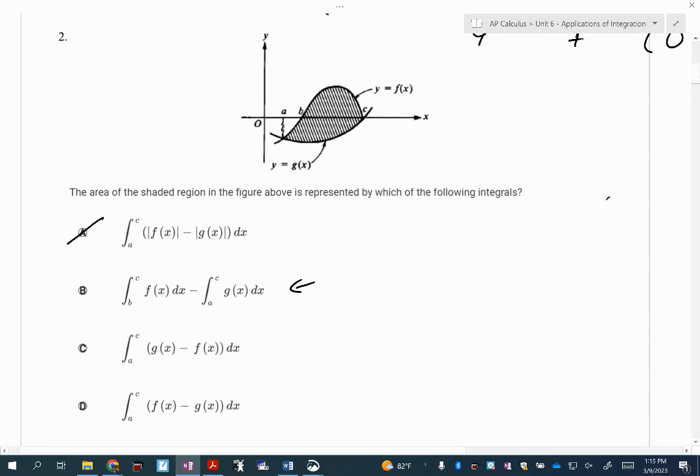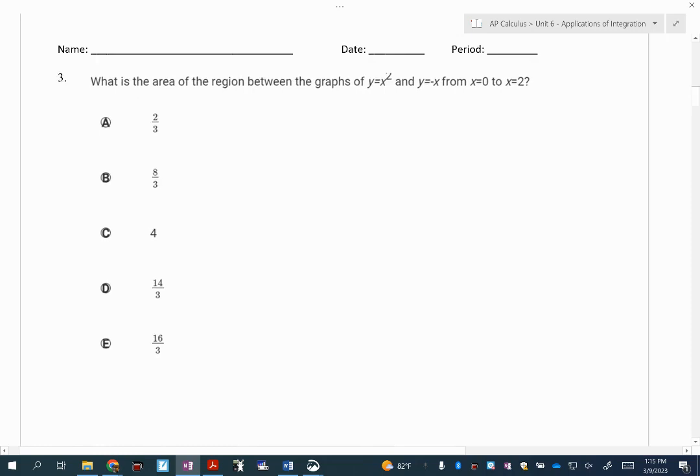And so I just need to make sure f of x is on top. So that's first. So this is going to be D, the top minus the bottom. And that's the key takeaway for this one is top minus bottom. Okay, let's do number three.